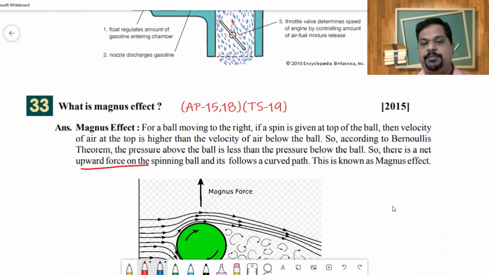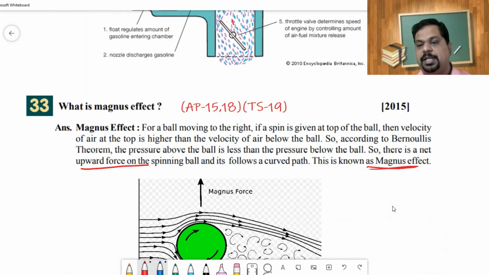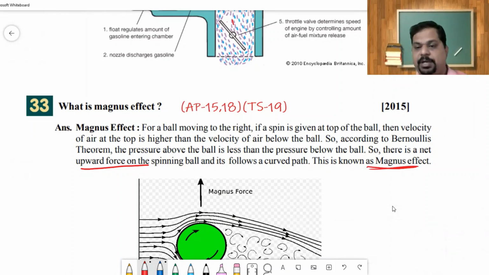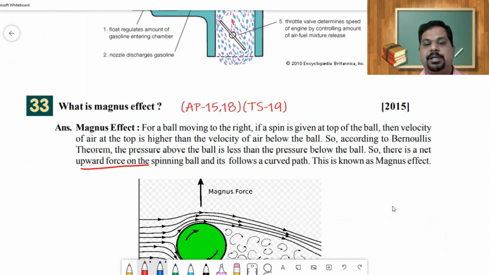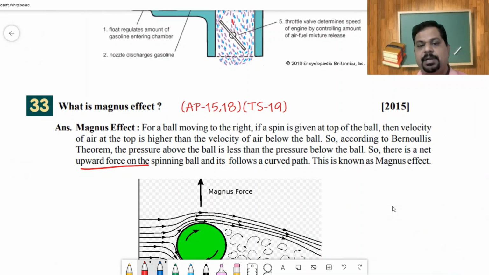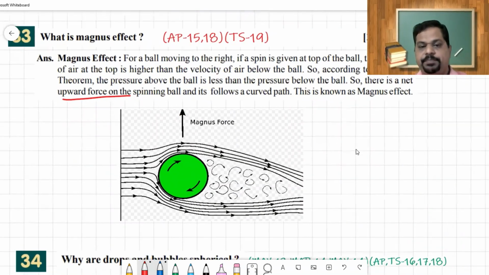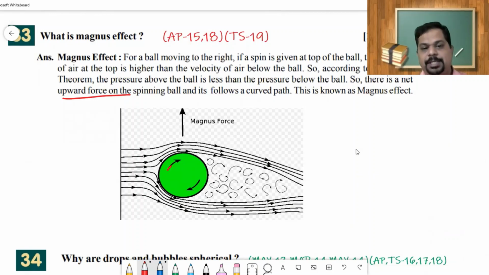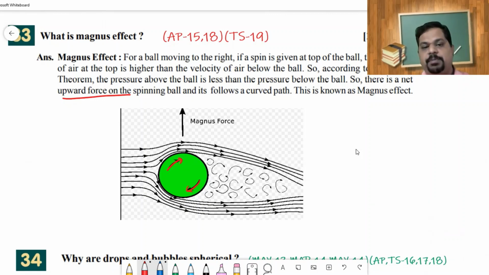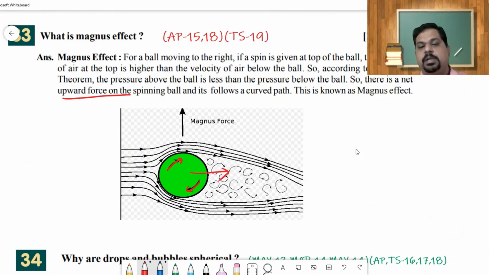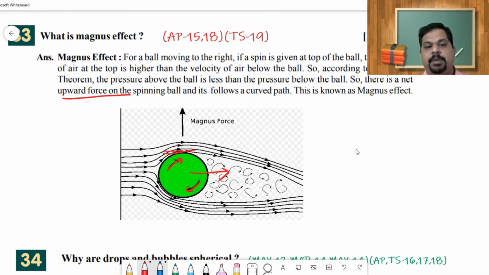And a spinning ball follows a curved path. This effect is nothing but the Magnus effect. So simply we can say that the dynamic lift experienced by a spinning ball moving in air is nothing but the Magnus effect. Let me explain it with a picture. See what happens? A ball is given a spin, and this ball is moving to the right side. So what happens here is when the ball is moving and spinning, here all the streamlines are compressed.